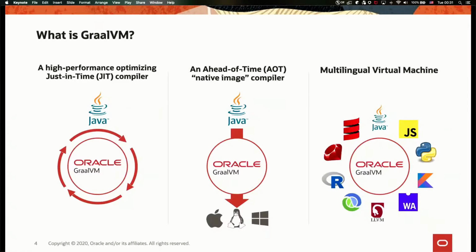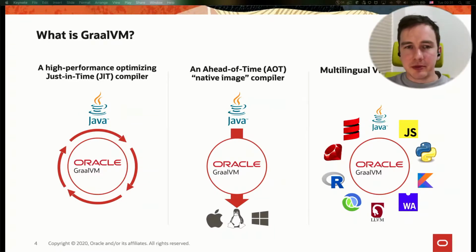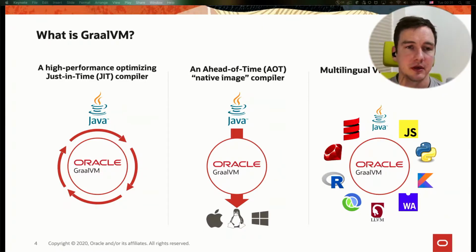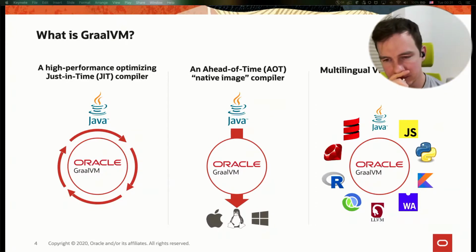For a Java developer, GraalVM gives a number of things, most notably the high-performance optimized just-in-time compiler, so the JIT, and you can run your Java applications with the GraalVM JIT, and they can be potentially faster. Typically, they're faster because it's a really good JIT.